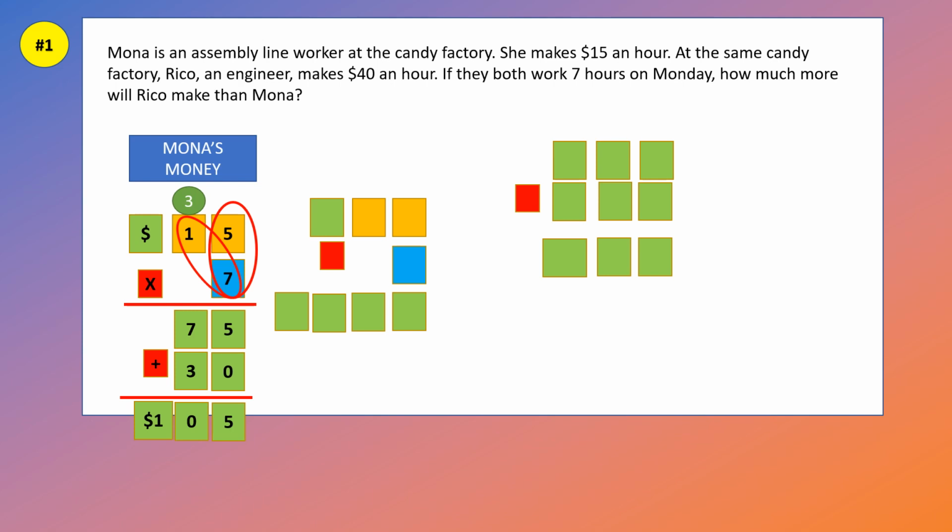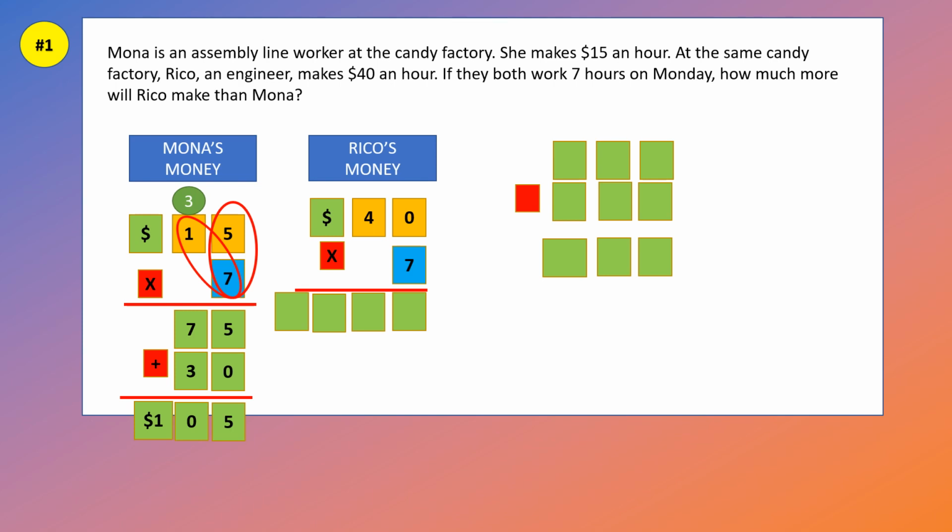Now, let's figure out how much money Rico earned. So we know that he earns $40 an hour. And we're going to multiply that $40 an hour times the 7 hours that he worked on Monday. Now, pay attention. Mona and Rico worked the same amount of hours on Monday. Mona gets paid $15 an hour. Rico gets paid $40 an hour. And you're going to see how big a difference that makes.